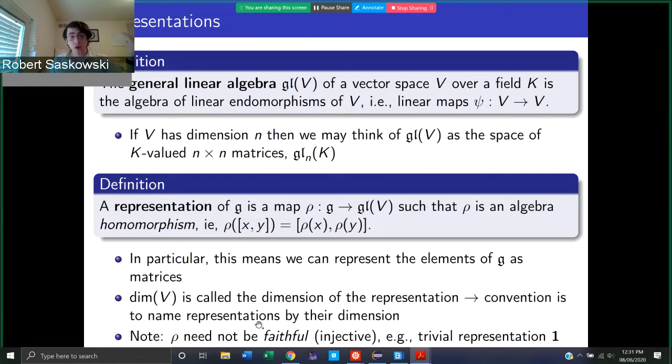And hence, unfaithful representations are actually important ones. Now, there might be a question that's nagging at you, and that's, well, you said I could put any vector space in here, and G itself is a vector space. So what if I look at GL of G? And in fact, this is a very important representation known as the adjoint representation.